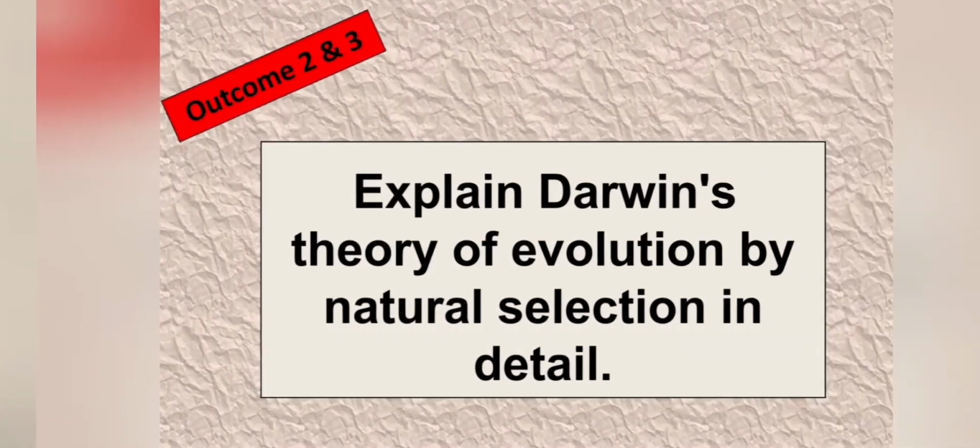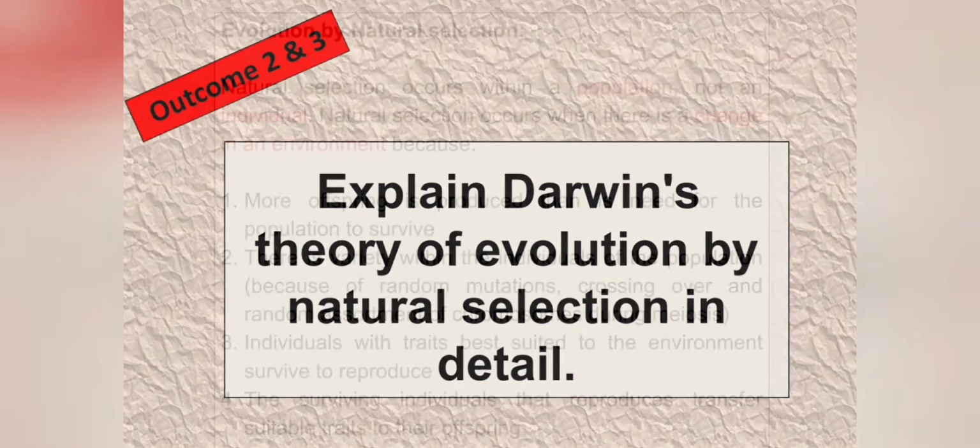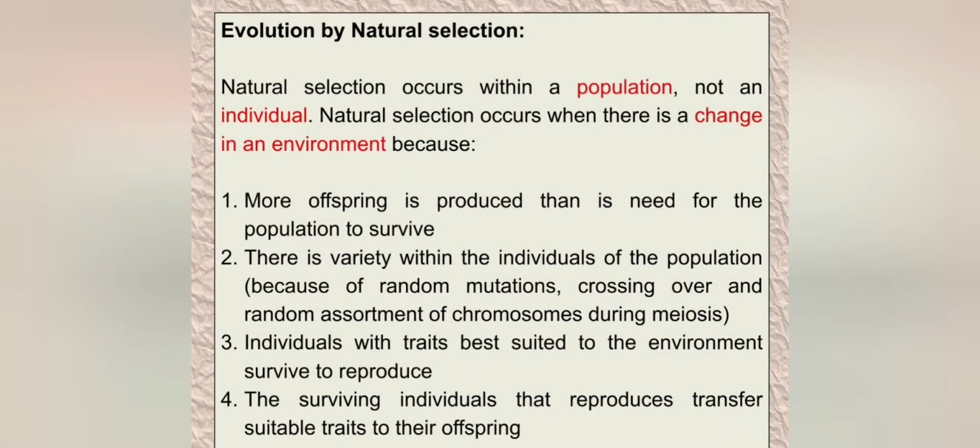In previous videos, we actually already looked at Darwin's theory of natural selection. So let's look at outcomes 2 and 3, or question 2 and 3 first, and look at Darwin's theory, how we can apply it with actual examples. Just to recap quickly, evolution by natural selection happens in a population, not in an individual, and it's always driven by a change in the environment.